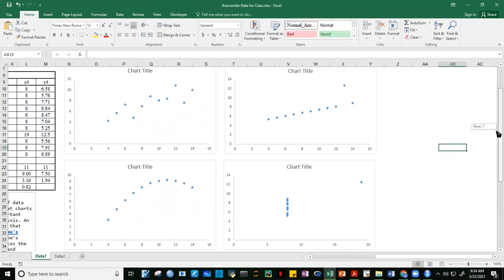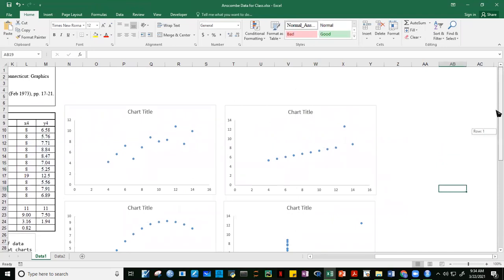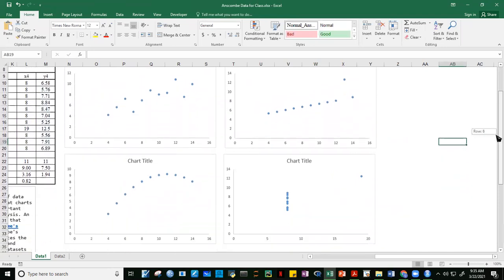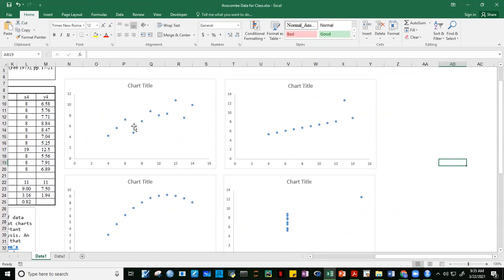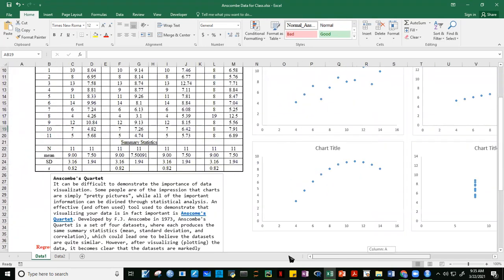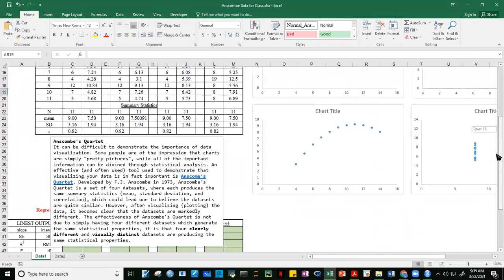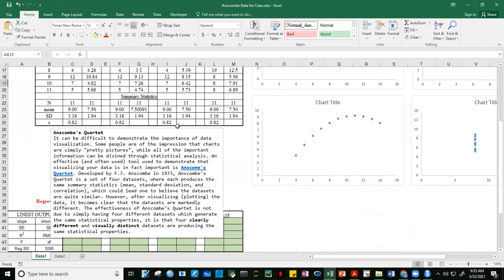Now you can see, guys, that these four pairs of ordered pairs are quite different from each other. So our first pair, it looks like this one. The second pair has this shape. The third has this one, and the fourth has this one. So they're not really the same, and yet they have the same mean and standard deviation, and even the same correlation. So Anscombe was illustrating here that it's not enough just to do the statistics of it.